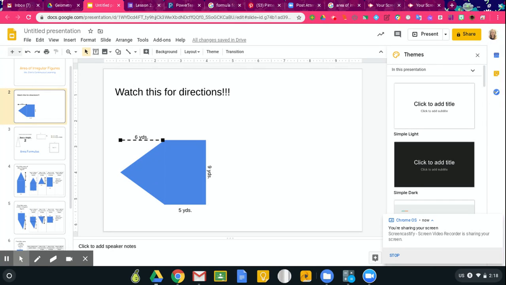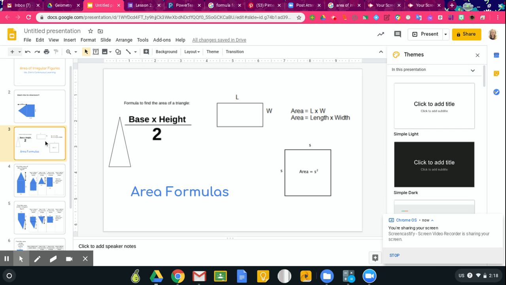This assignment goes over how to find the area of irregular figures. You're going to need to know your formulas to find the area of a triangle, a rectangle, and a square, and those formulas are on slide 3 if you don't know them already.